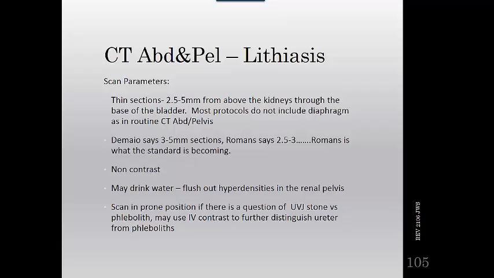And if there's a question of a UVJ stone versus a phlebolith, you can scan the patient prone, and the phlebolith will not fall to the anterior abdomen as the patient's prone. The stone will, because the ureters will kind of suspend and move in position. A phlebolith is not going to move. The vein is tightly compacted and connected in a sheath, and it's not going to float. It's not going to fall to the dependent side. So that's how you tell the difference.